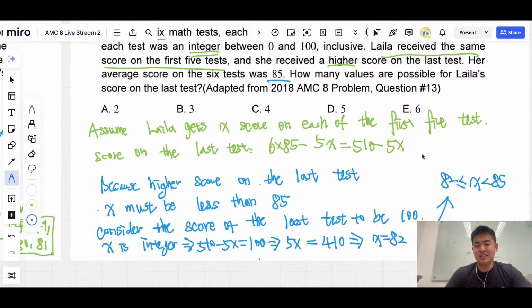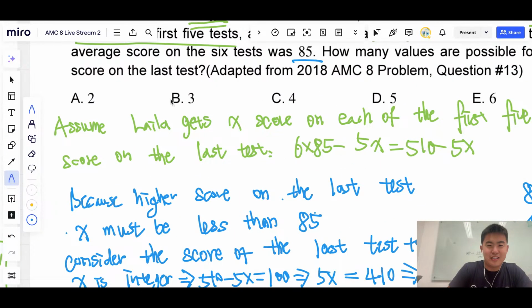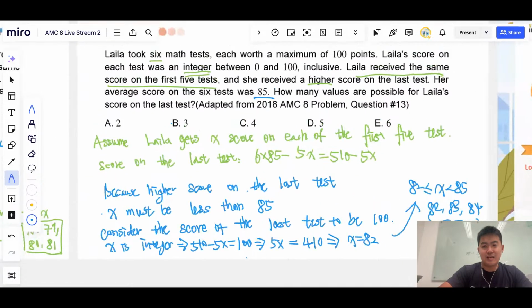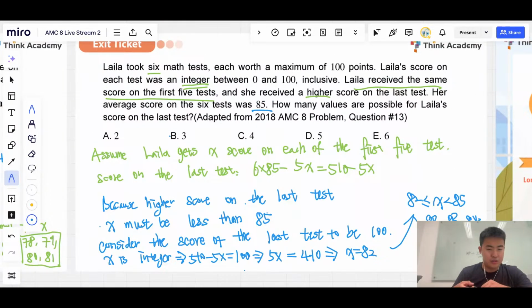So that's the easy step. Let's count how many numbers are in between. So we get 82, 83, 84. Okay, so we only have these three numbers because 85 is strictly excluded. So that's in total three numbers. So which option is correct? Which is B, okay? I'm zooming too much. So we're going to choose B for this problem. Again, it uses the exact same technique we did for the previous problem. So we choose B.